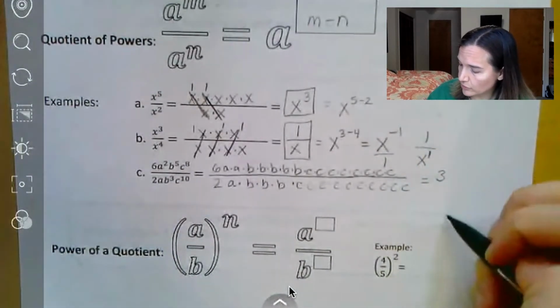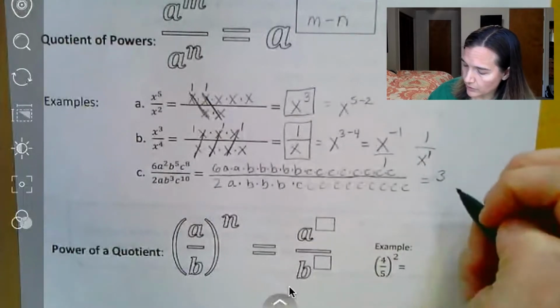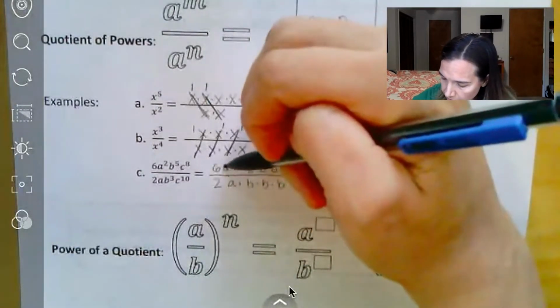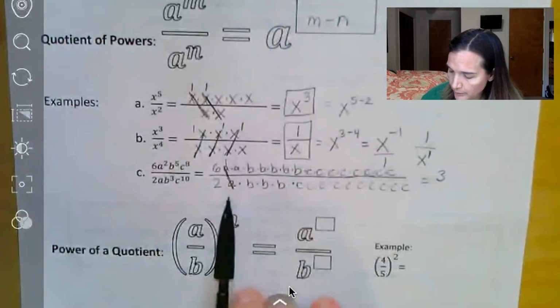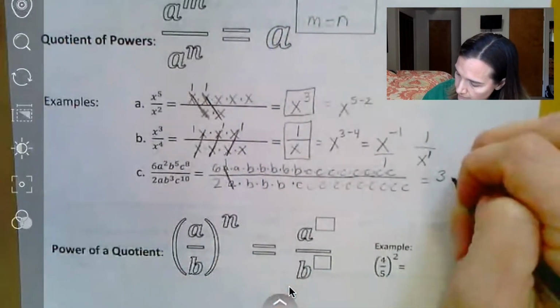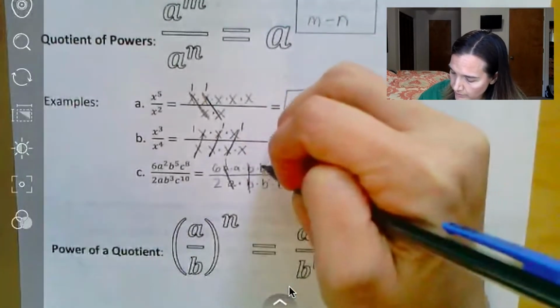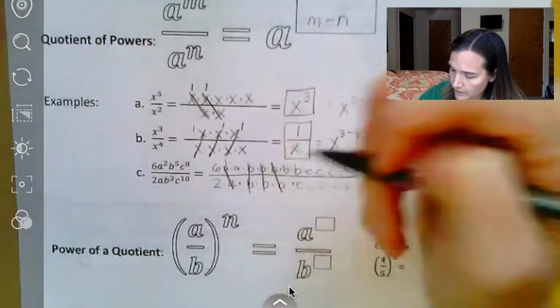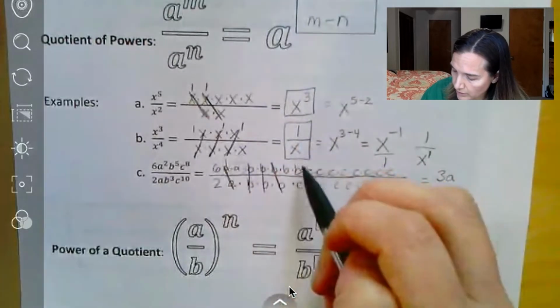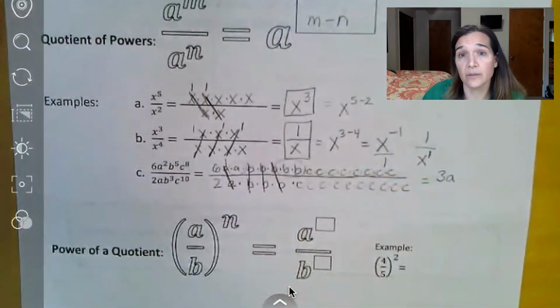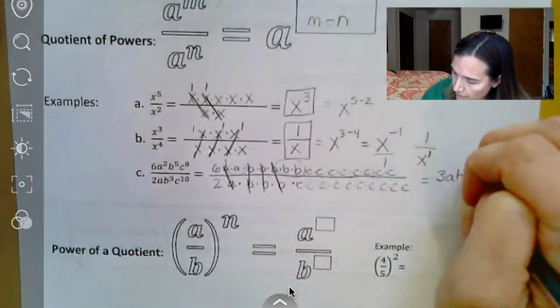And it could be 3 over 1. Let's see what happens as we go through this. The a's, a divided by a is 1, leaving me with just this a here. For the b's, b divided by b is 1, b divided by b is 1, b divided by b is 1, and we're left with b times b still here. So that's going to be b squared.